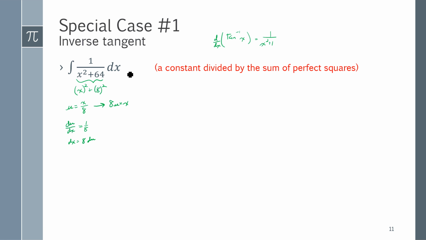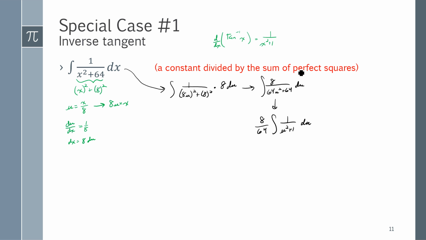So I have the integral of 1 over 8u squared plus the 8 squared times 8 du, which is the integral of 8 over 64u squared plus 64 du. I can pull an 8 out on the top. I can pull a 64 out on the bottom.